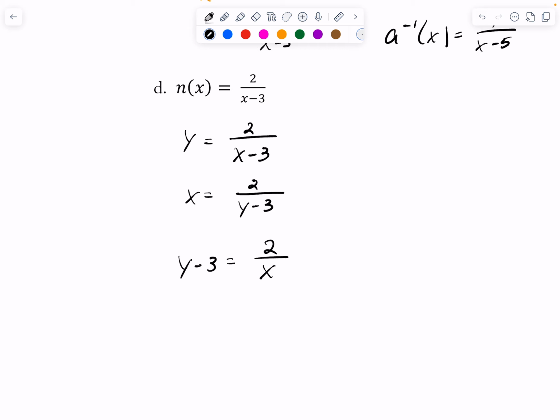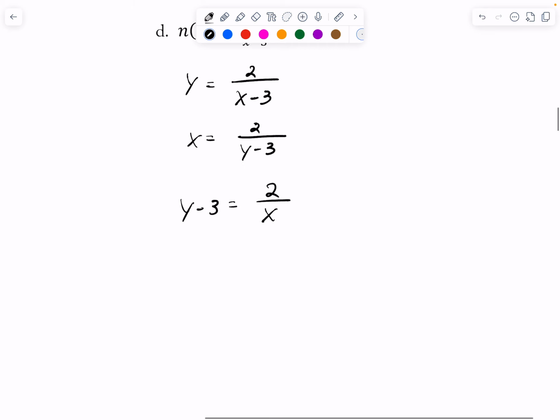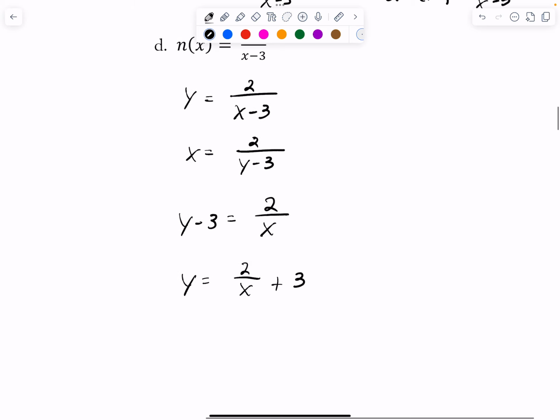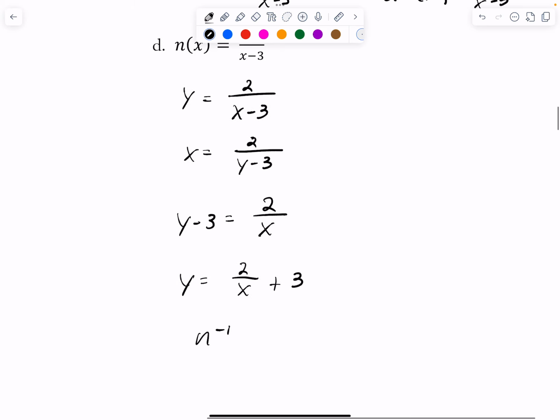Again, if you need to show all those steps, take your time. And then finally, move the minus 3 over with plus. And again, that is a rational function. So it's going to be n to the negative first power of x equals 2 over x plus 3.